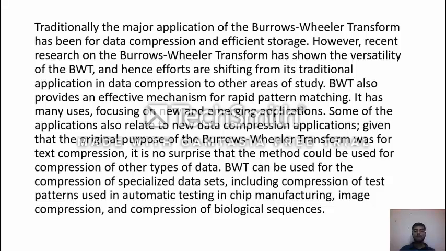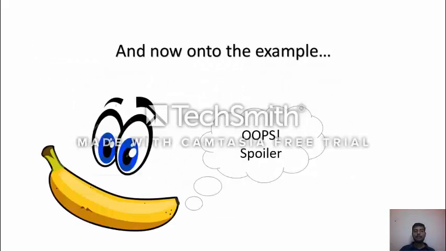Given that the original purpose of the Burrows-Wheeler transform was for data compression, it is no surprise that the method could be used for compression of other types of data. BWT can be used for the compression of specialized data sets, including compression of test patterns used in automatic testing in chip manufacturing, image compression, and compression of biological sequences. And now onto the example.